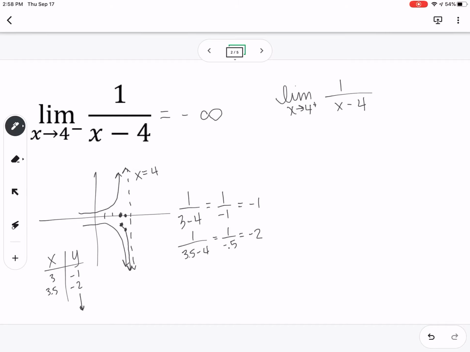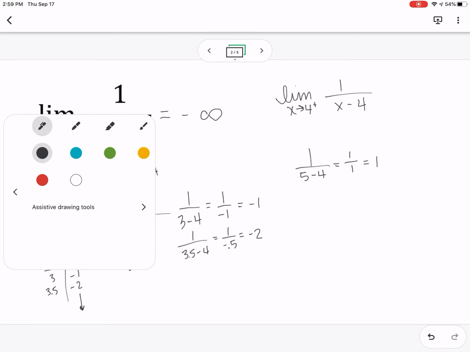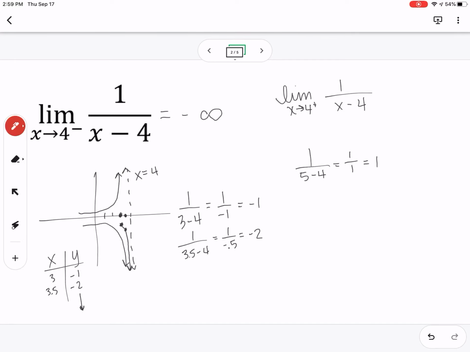If I approach it from the other side, let's try plugging in some numbers that are bigger than 4. So I'm going to do 5. That gives me 1 over 1, which is going to be 1. So coming in from this side, at 5, I know that it's at 1. Let's try a number that's a little bit closer. Let's try 4.5. That's going to give me 1 over 0.5, which is going to give me 2. So as I come in closer, it's going to be going up. So we know that this graph is going to be getting closer and closer and closer to positive infinity there.